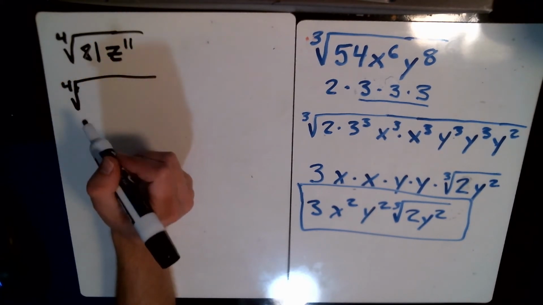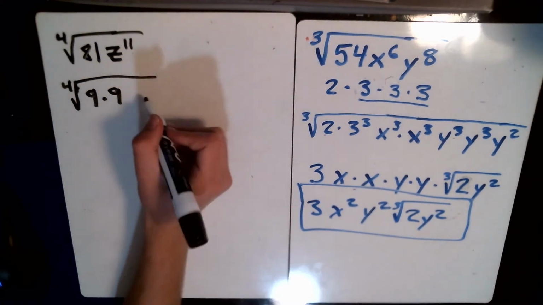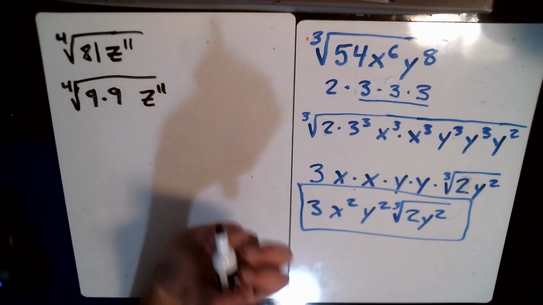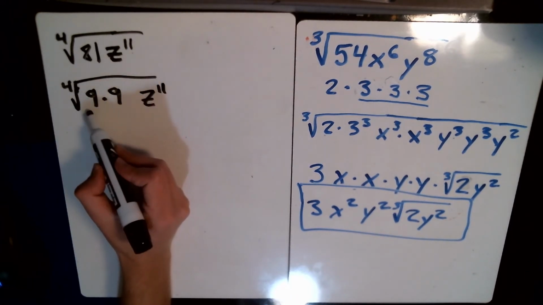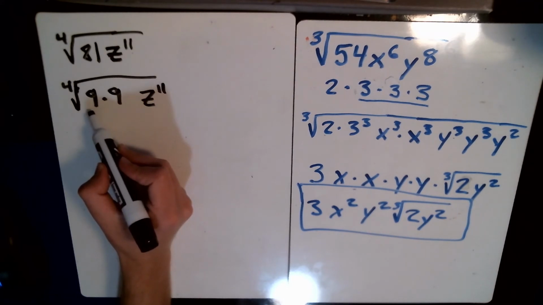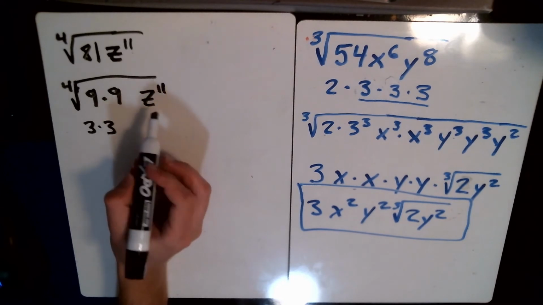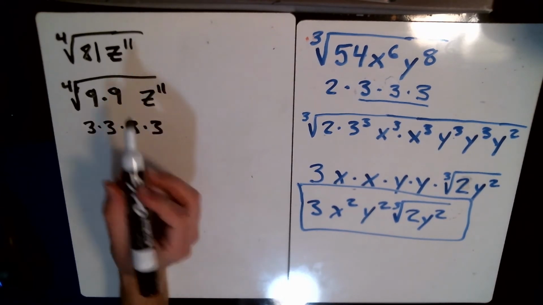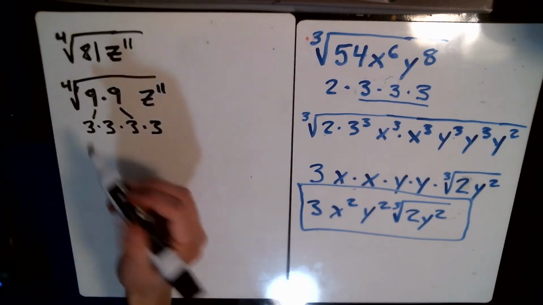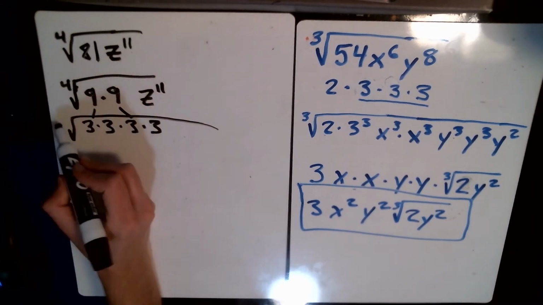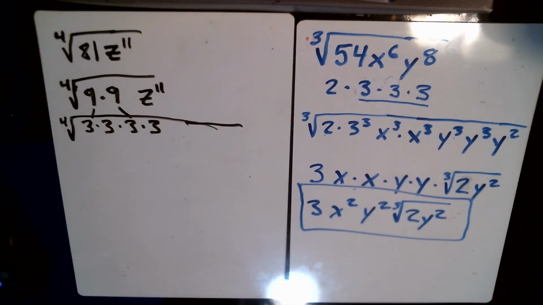Well, I know 9 and 9 do, so I could write it as 9 times 9, z to the 11th still. And then I could factor each of those 9s, right? This 9 is 3 times 3. And that 9 is 3 times 3. So we've got altogether 4 3s there, which is good because we're trying to undo a fourth power, right?